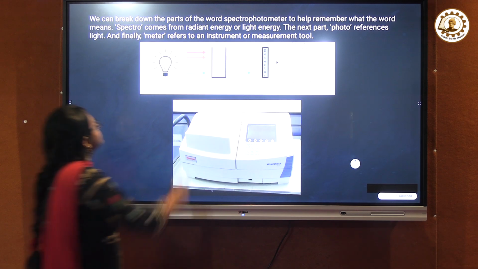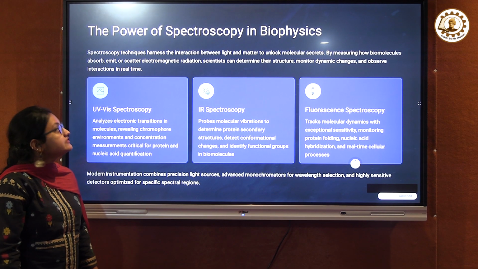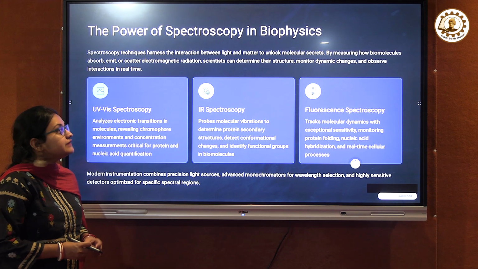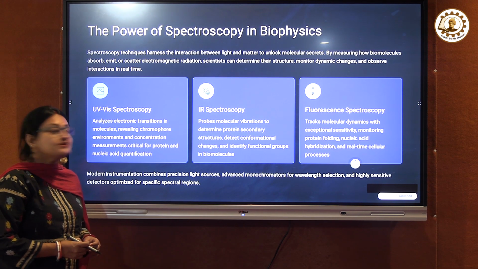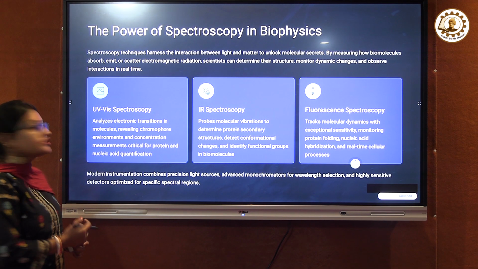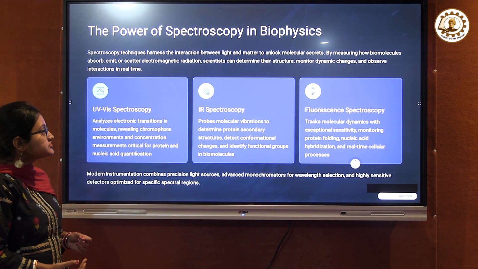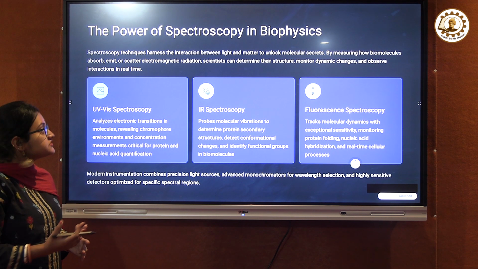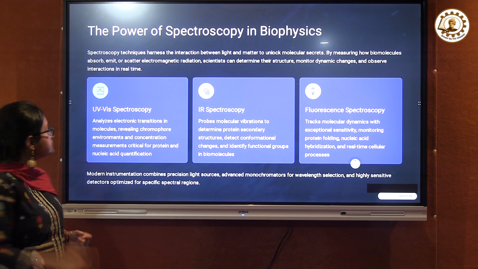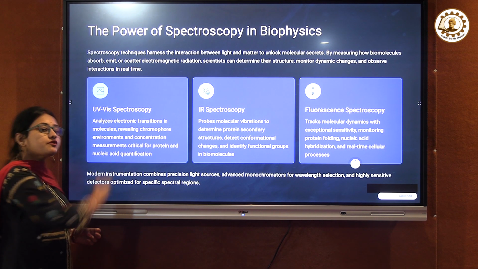This is the machine. The spectroscopy technique's principle is the interaction between light and matter to unlock the molecule's secrets. This is the molecule structure or concentration. By measuring how the molecules absorb the light or emit or scatter the electromagnetic radiation, researchers can determine the structure, monitor dynamic variations or changes, and observe their interactions. So there are different types of spectroscopy techniques.